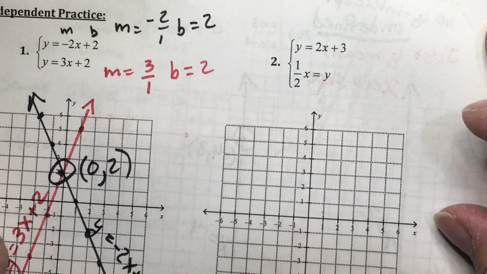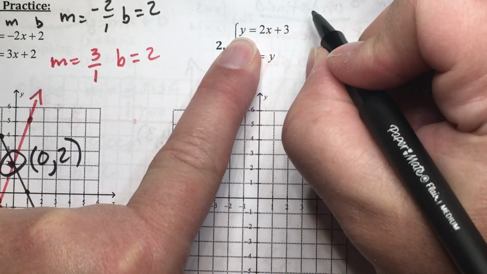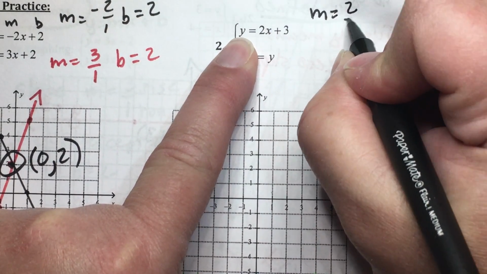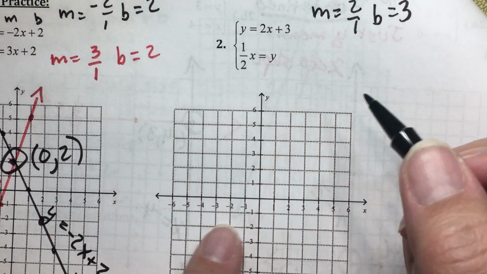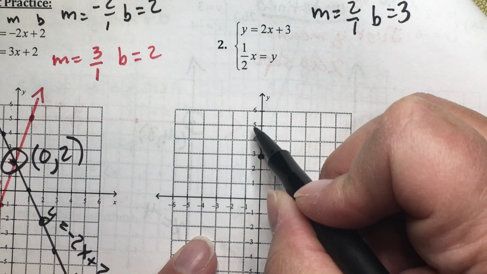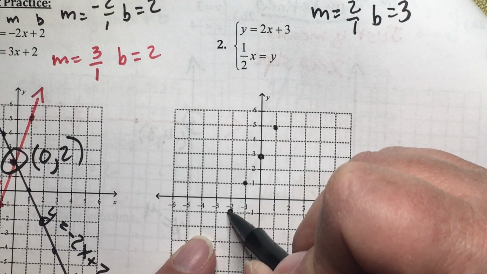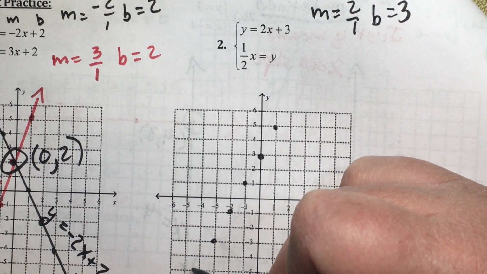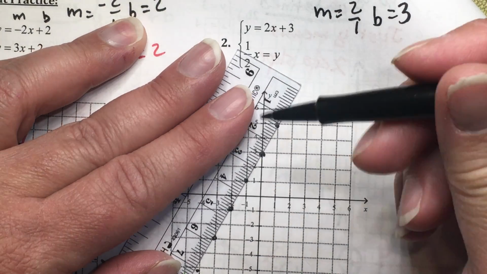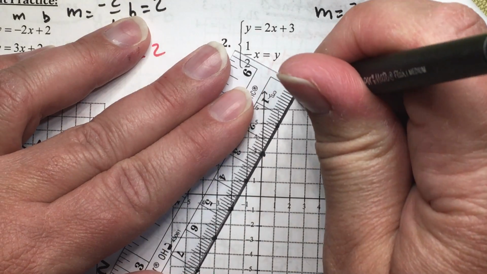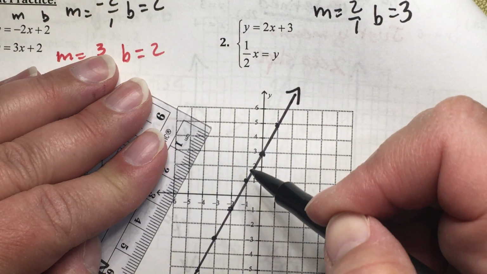Next one. Oh dear. It's in the wrong order again. So I'll just do this first one. m equals 2/1. b equals 3. And I start at 3. Rise 2, right 1. Or down 2, left 1. So I get all my lines in a nice straight line. Connect the dots. And I have y equals 2x plus 3.